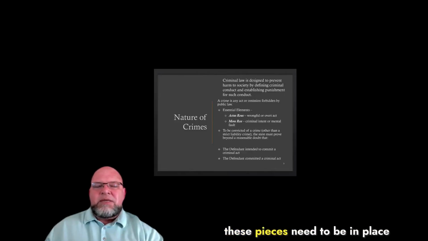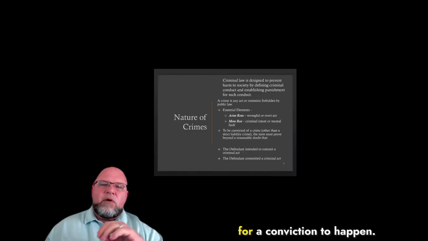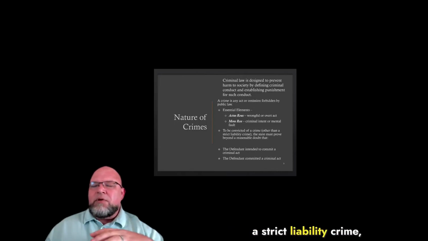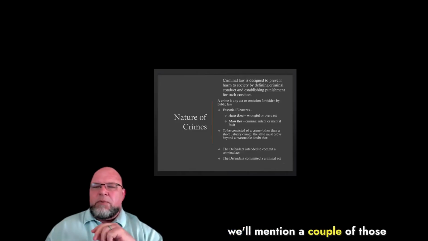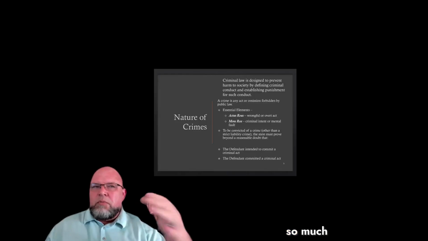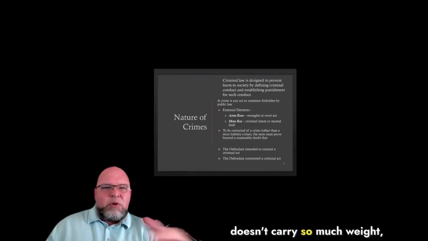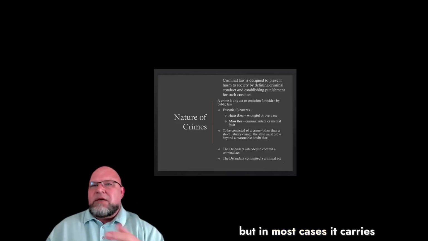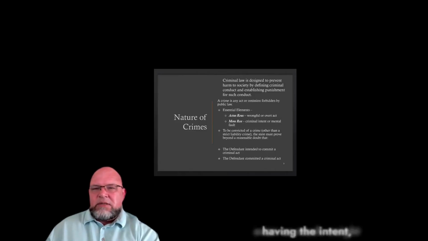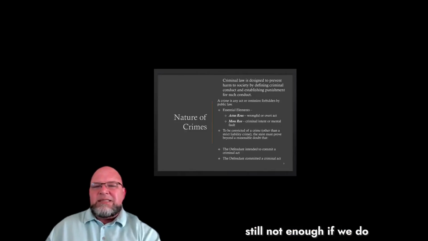Now, these pieces need to be in place for a conviction to happen. There are times when you have a strict liability crime, and we'll mention a couple of those a little bit later, where intent doesn't carry so much weight. But in most cases it carries a lot of weight, and we want to understand that even as much weight as intent carries, it is still not enough if we do not have the crime.